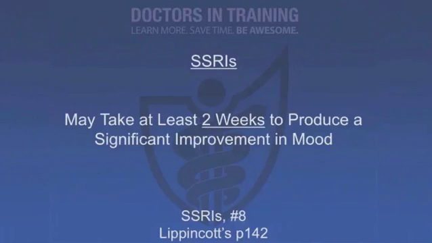Let's talk about the actions of SSRIs. Again, they block the reuptake of serotonin, leading to increased concentrations of this neurotransmitter in the synaptic cleft. And this leads to a graded postsynaptic neuronal response. Antidepressants, including SSRIs, may take at least 2 weeks to produce a significant improvement in mood. Maximum benefit may require up to 12 weeks of treatment.